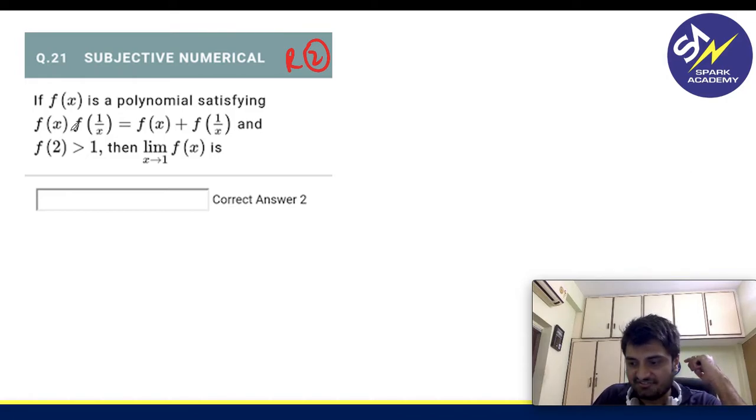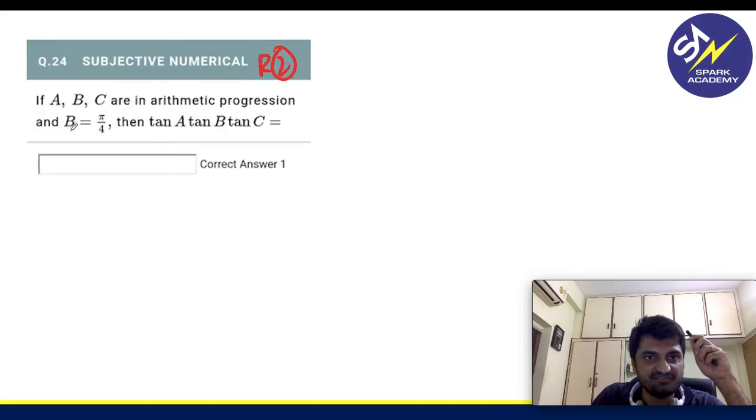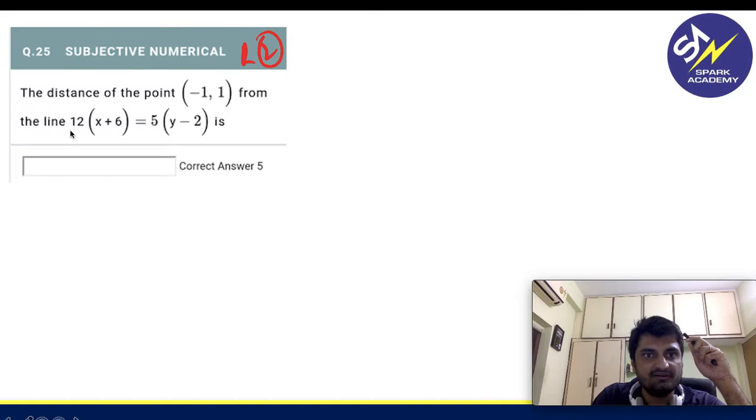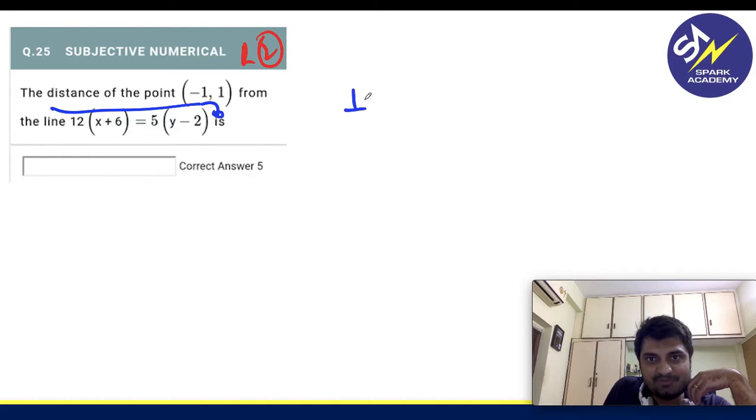Now look at this, guys. Now we will come to level 2. And as I told you, we will start off with the numeric type of questions. In numeric also, we will see what are the easy ones, and then we will solve. I think this looks easy. I will start with 25th, as I have done in the mains paper as well. Distance from the point to the line, guys. What does this mean? Distance from point. This means perpendicular distance formula.